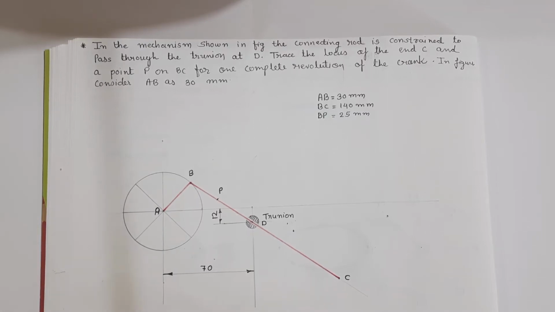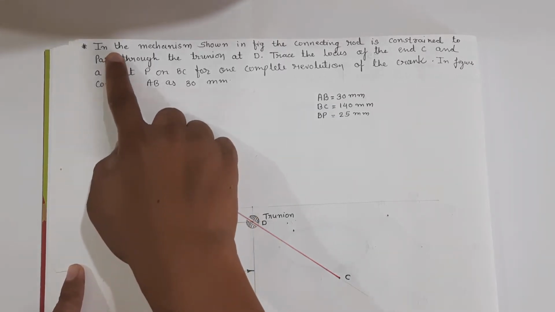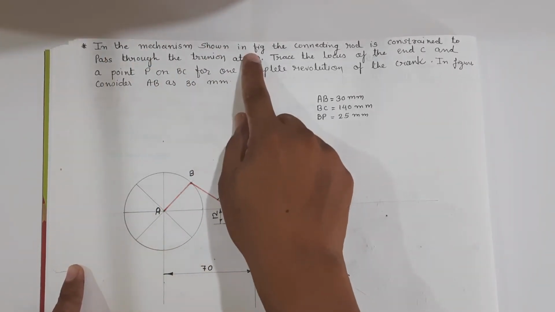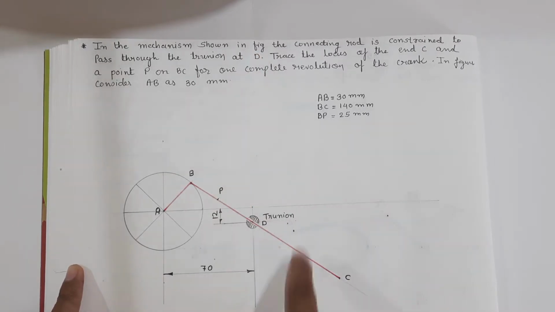Hello everyone. Today we will learn how to define the locus of point with given constraints of the mechanism. So let us understand another problem of the loci of point. In the mechanism shown in figure, so the figure is already given.